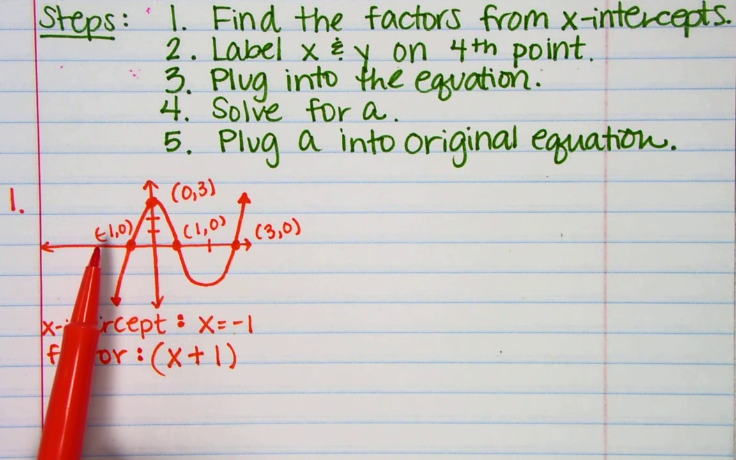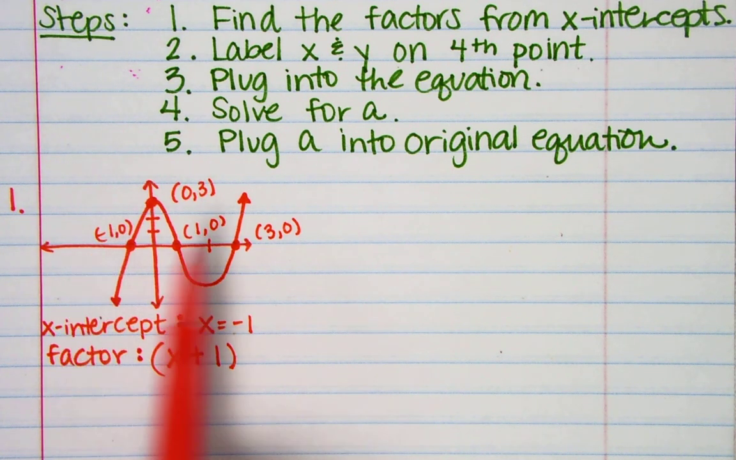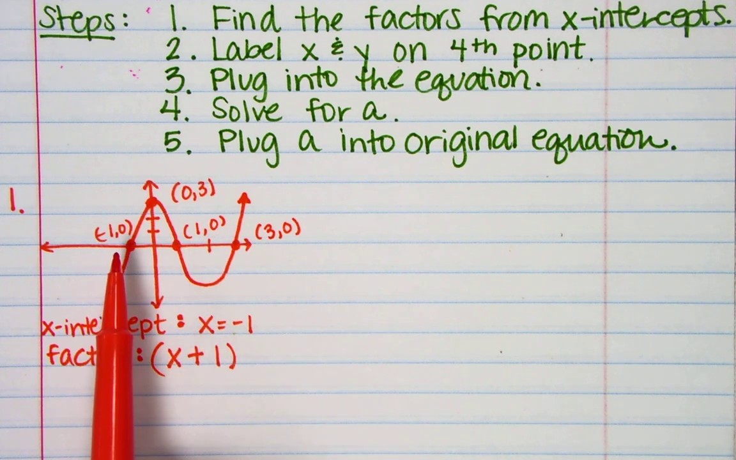The opposite sign as the x-intercept. So would it be like x minus 3? Exactly. Yes, this one will be x minus 3. This one will be x minus 1. This one is x plus 1.